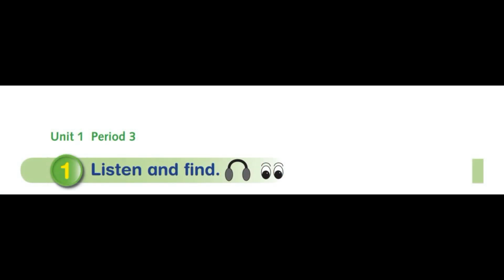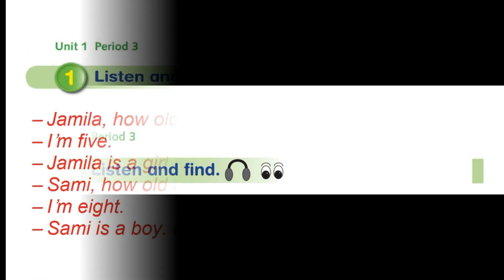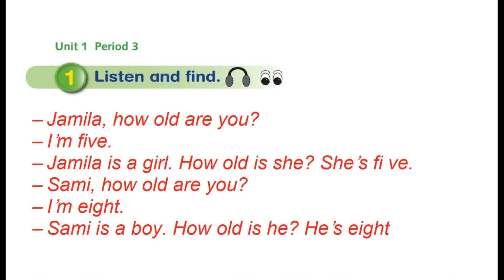Unit 1, Period 3 and Period 4. Language presentation. Jamila, how old are you? I'm 5. Jamila is a girl. How old is she? She's 5.